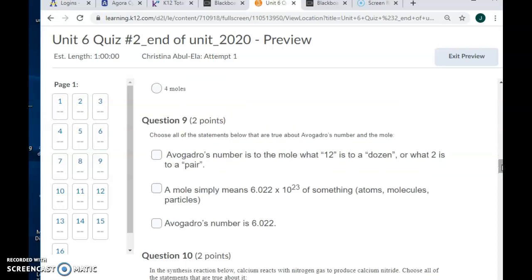Question 9. Choose all of the statements below that are true about Avogadro's number and the mole. Avogadro's number is to the mole what 12 is to a dozen, or what 2 is to a pair. A mole simply means 6.022 times 10 to the 23rd of something, atoms, molecules, or particles, or Avogadro's number is 6.022. Again, choose all that apply. There could be more than one answer.